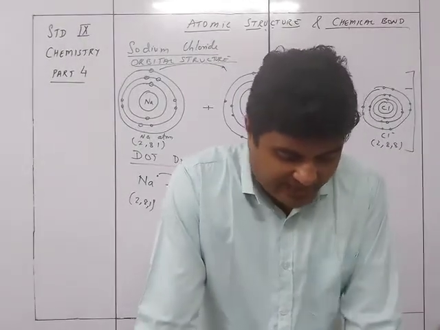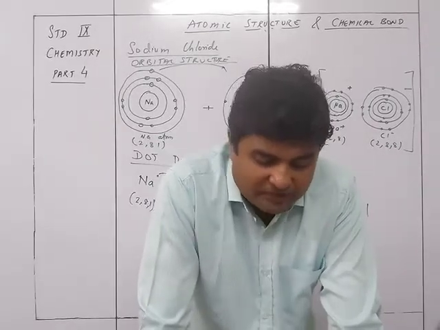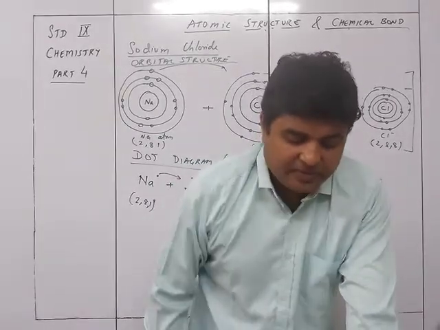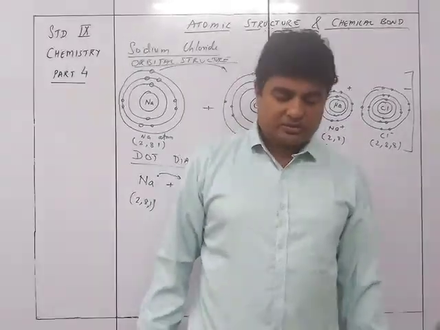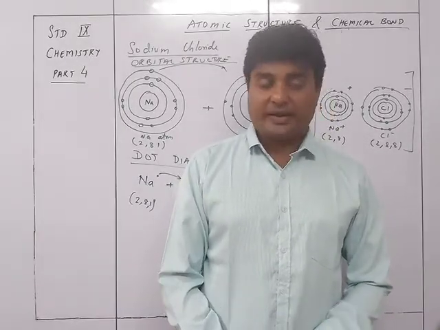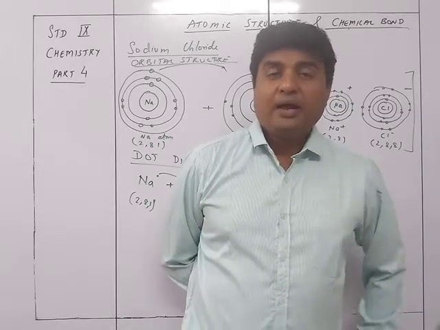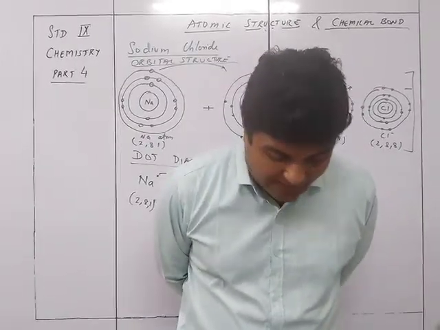So you can see chlorine accepts the loss of one electron from the outermost shell of the sodium to attain stability of the nearest neon. So it is Na plus 1, and chlorine accepts an electron in its outermost shell to attain stability of the nearest noble gas, argon, to become the chloride ion, that is Cl minus 1.